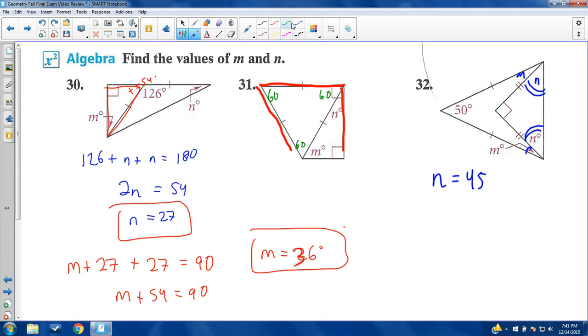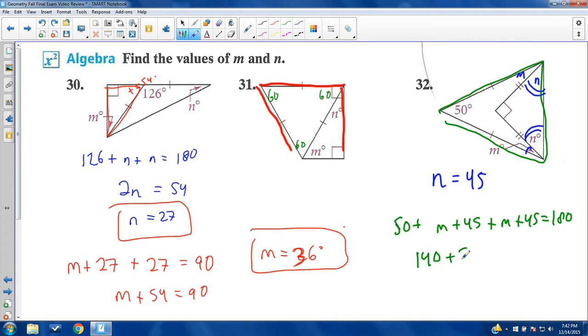Now, n is 45, so I can work with that 45. So I can do 50 plus the two angles. There's m plus 45, and there's another m plus 45. That's going to equal 180. I'm looking at the big triangle here. 50 plus m plus 45 plus m plus 45 equals 180. So I can go that way about this problem. I'll show you a second way in a moment. That's 140 plus 2m equals 180. So 2m equals 70 and m equals 35. That's that small angle right there.